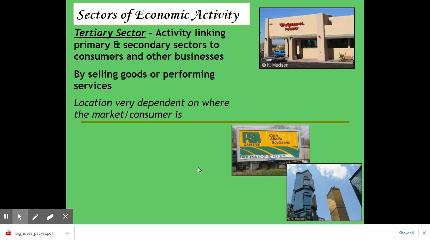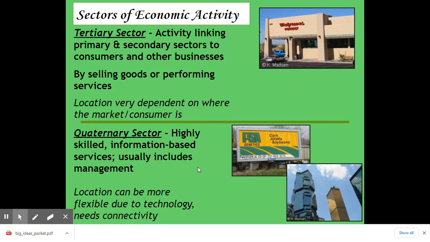The last sector in your notes is called the quaternary. And quaternary sector means that you are analyzing these business systems with technology, and you're looking to see where is going to be the next great market for that product.